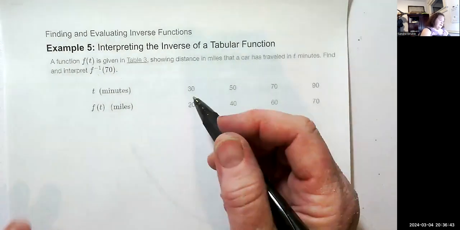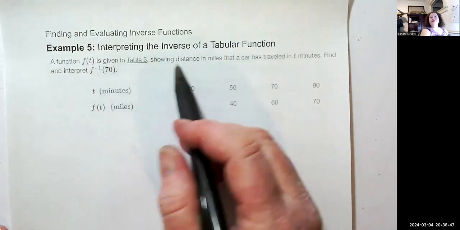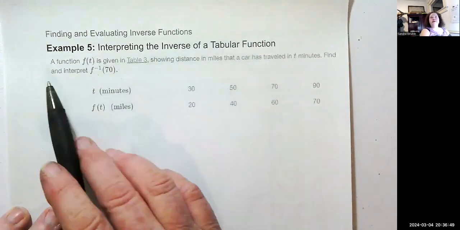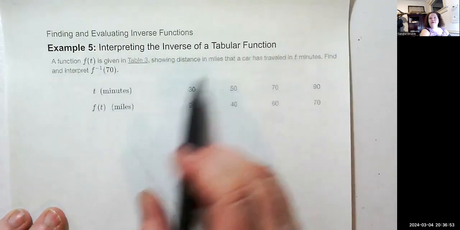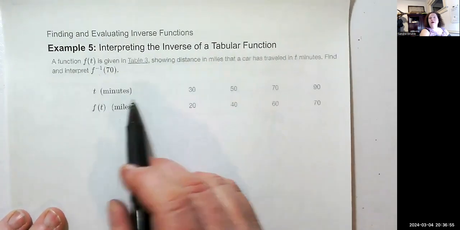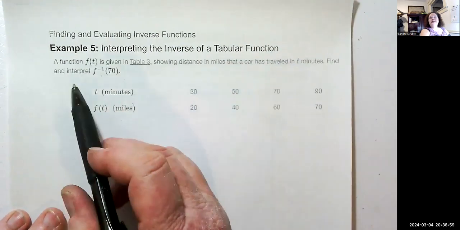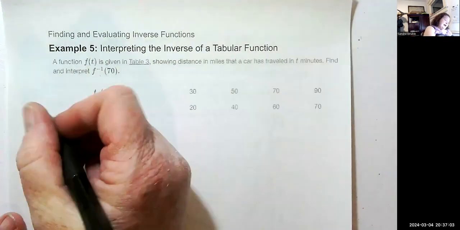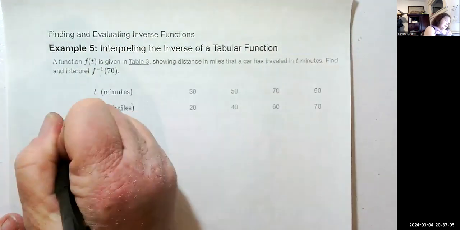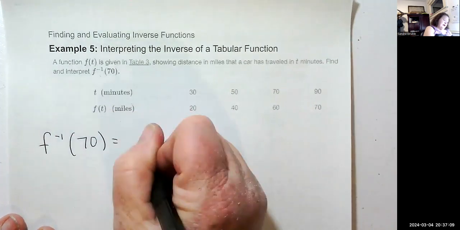The next one is finding and evaluating inverse functions, interpreting the inverse of a tabular function. It says a function f of t is given in the table showing distance in miles that a car has traveled in t minutes. Find and interpret the inverse of f of 70. So I do this, and if you find a different way that you like to do it, please share that with me. I'd be happy to hear that.